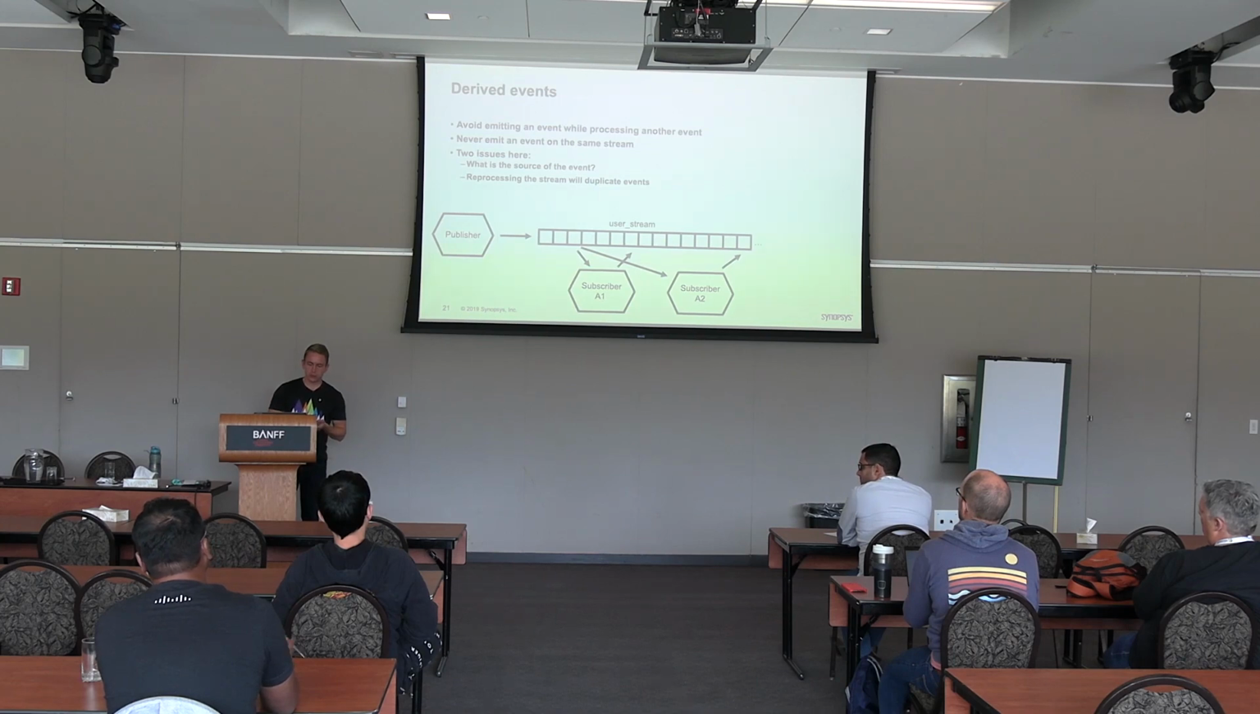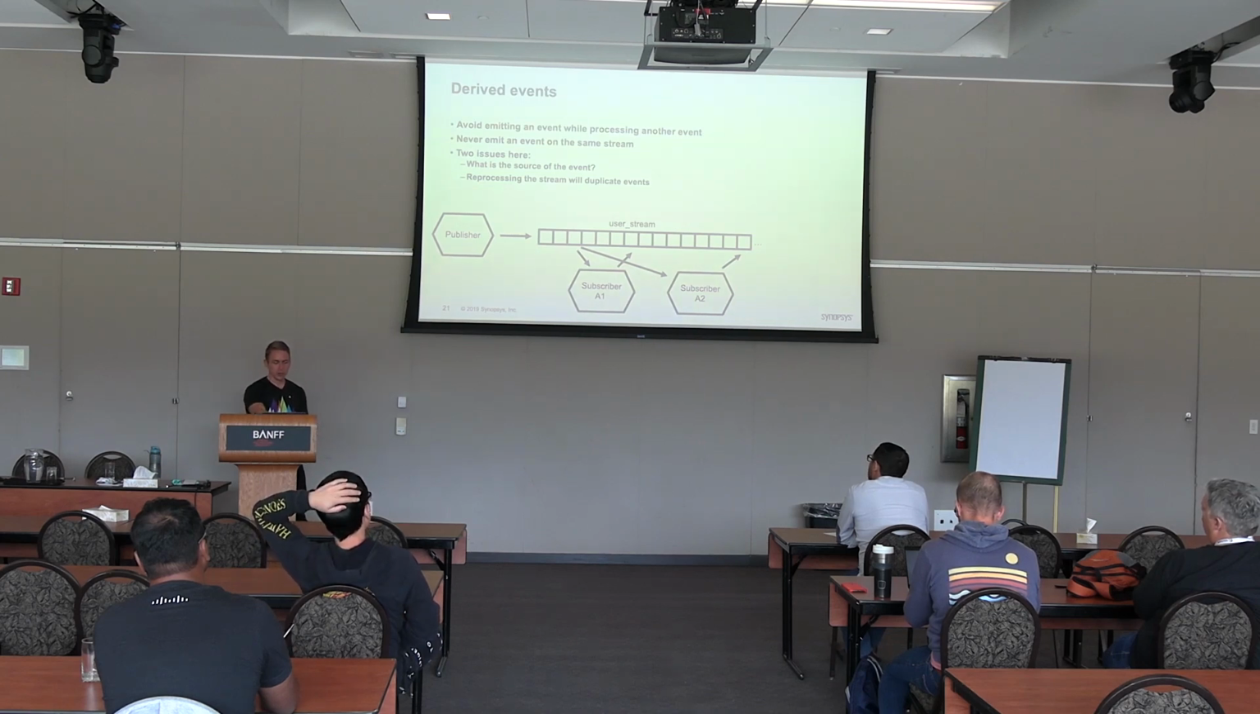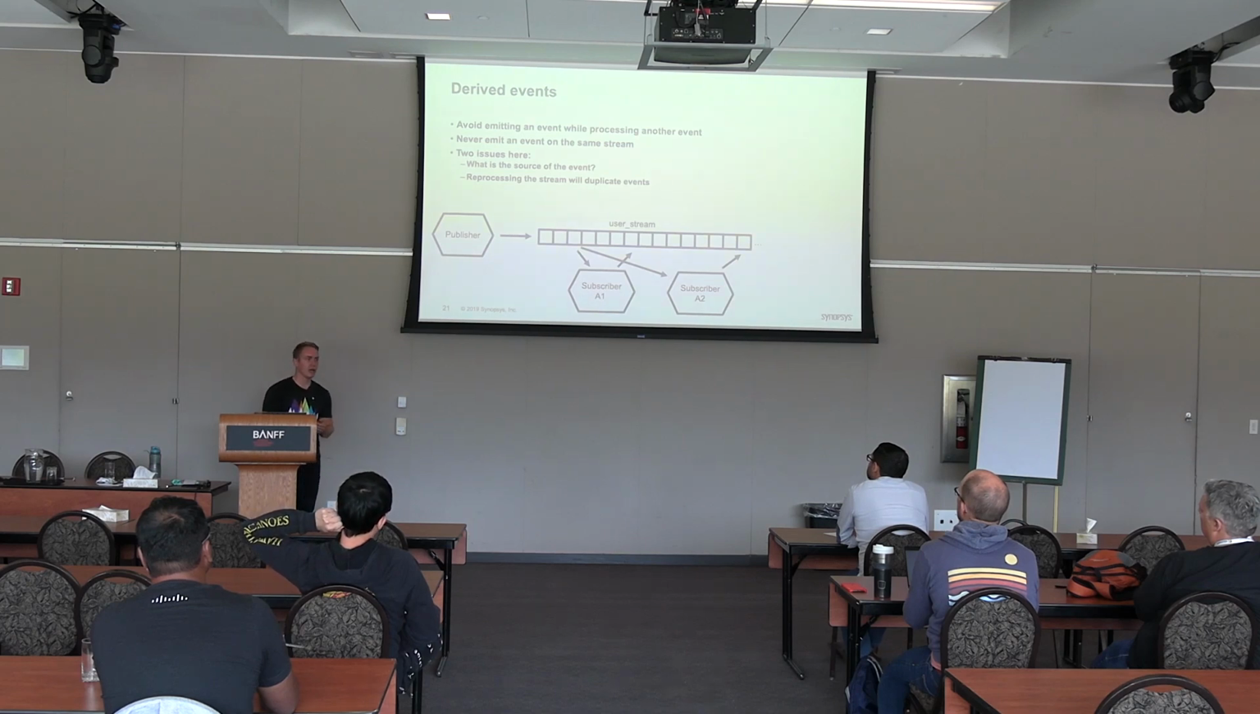And it's problematic because it's difficult to find the source of the event. If you have this long chain of subscribers emitting events over and over and over again, where did it start? And then even more problematic is reprocessing the event stream. So say you bring up another replica, you're horizontally scaling, and it's reading from the beginning, it's going to duplicate the event, and now you're in a bad state in your system because potentially you created two of the same users.